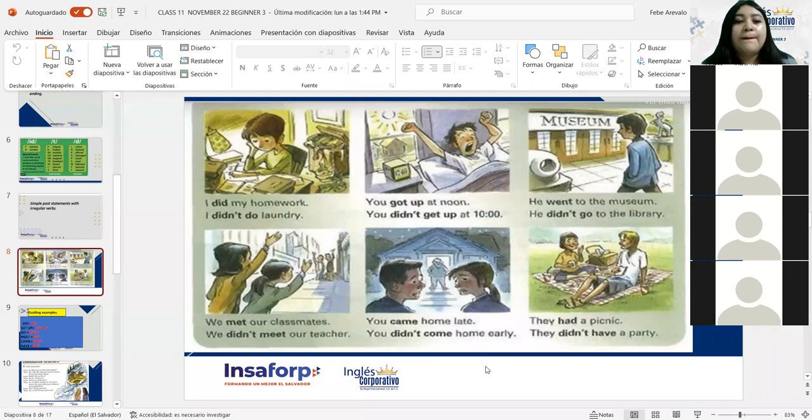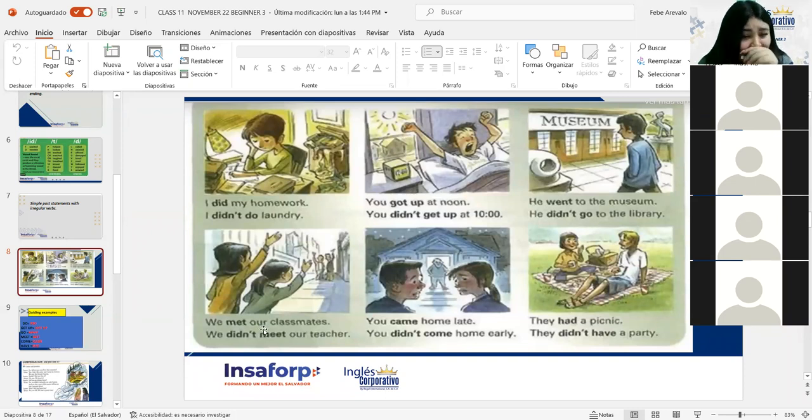Así no los interrumpo. I did my homework. I didn't do laundry. You got up at noon. You didn't get up at 10 a.m. He went to the museum, right? Aquí no es museum or musician, aquí es museum, right? Museum. He didn't go to the library.